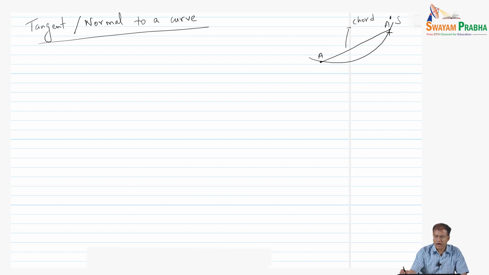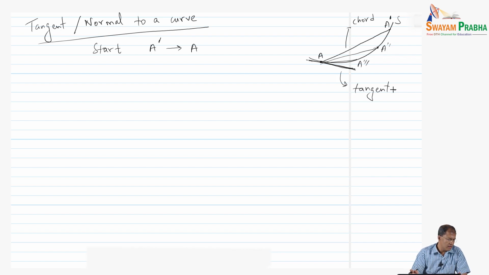Now the moment I start to allow A prime to go closer and closer to A, that is, I start to shift my chord, through A double prime and A triple prime, in such a way that the point A prime is going closer and closer to A, then the resulting chord is eventually going to be touching the curve at point A, and this resultant line is going to be my tangent to the curve at point A. So that is the geometric meaning of the tangent, right?